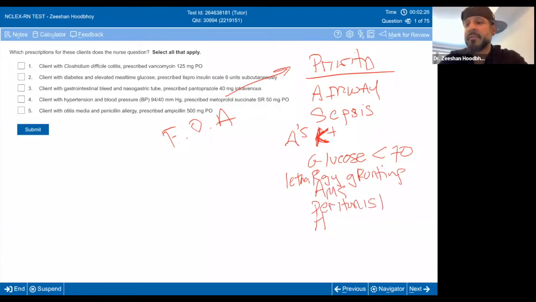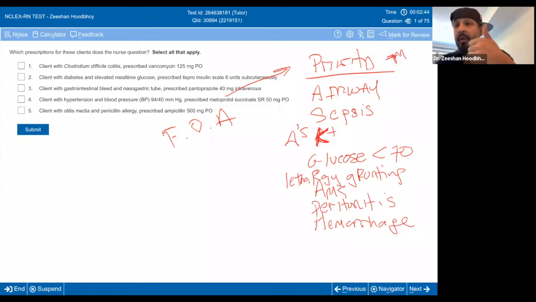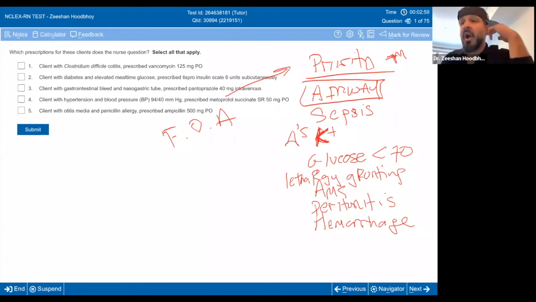And back in the day, it used to be just find me one of the 8. And then one day, peritonitis, I sat there and I was like, I've got to figure out a mnemonic for this. Airway is above all else, sepsis, changes in potassium, glucose less than 70. When you're looking at pediatric patients, lethargy or grunting are going to be good descriptors that this child is in danger. Altered mental status, peritonitis, and hemorrhage.